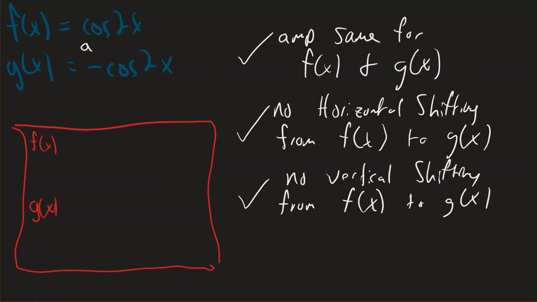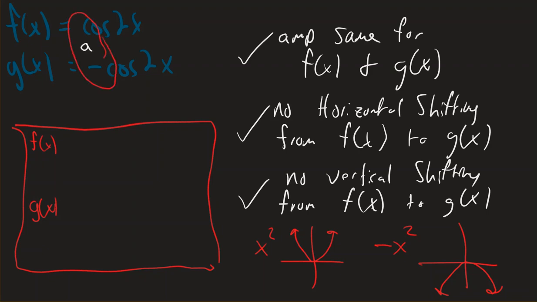So how they differ then, since all of that stuff is the same, is it's not the amplitude, the shifting, vertical or horizontal, but it goes back to like your algebra days. If you know how to graph x squared, and then you learn your transformations, and then you multiply by a negative, it flips it over the x-axis, reflects it over the x-axis. That's the same thing that's happening here. It doesn't change the height of the wave, it doesn't change the amplitude, but it does do a reflection.